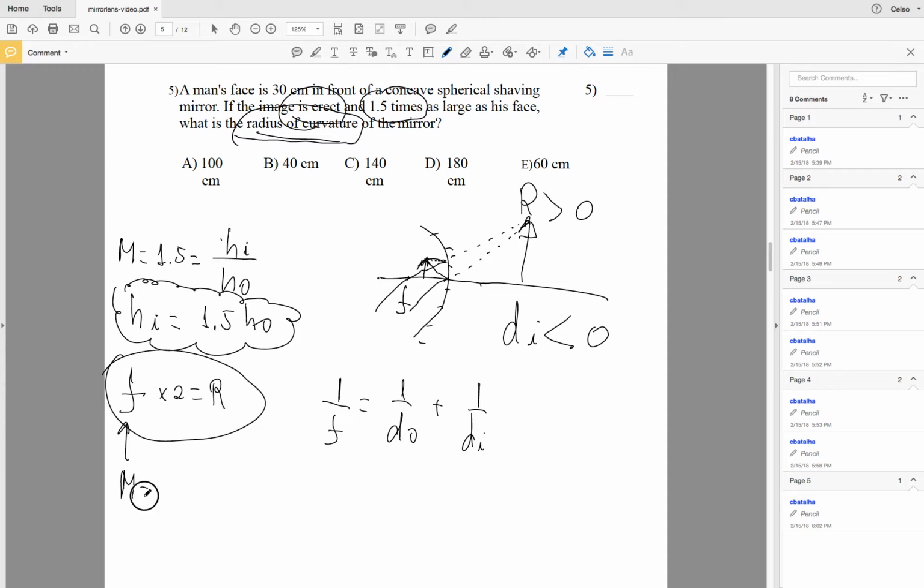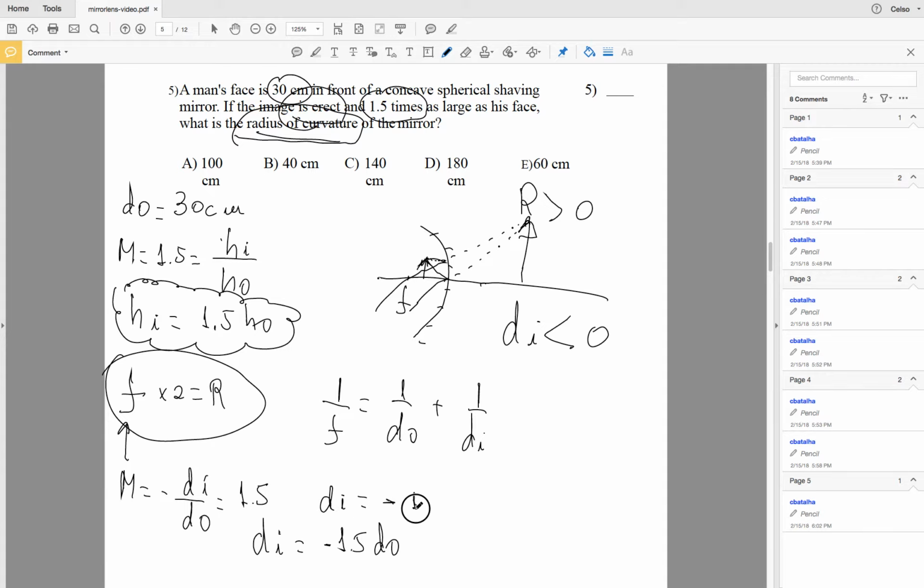But I also know the magnification is negative of the I over the O, and this is equal to 1.5. So I know my DI is equal to negative 1.5 DO. And the distance object, DO, is given: that's where the man's face is, 30 centimeters from the mirror. All good? And then I plug in. I'm not going to do it. So we have DI equal to negative 1.5 times 30, in centimeters. I plug this number in, I can find my F, multiply by 2, and I have my radius. All good? Question?